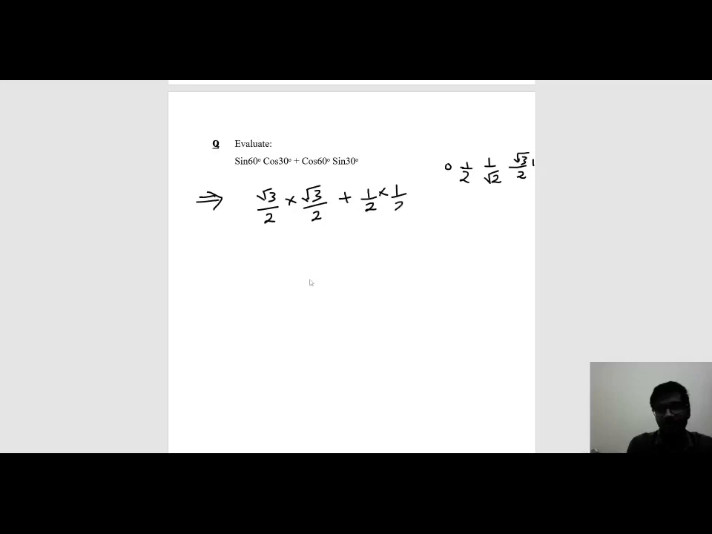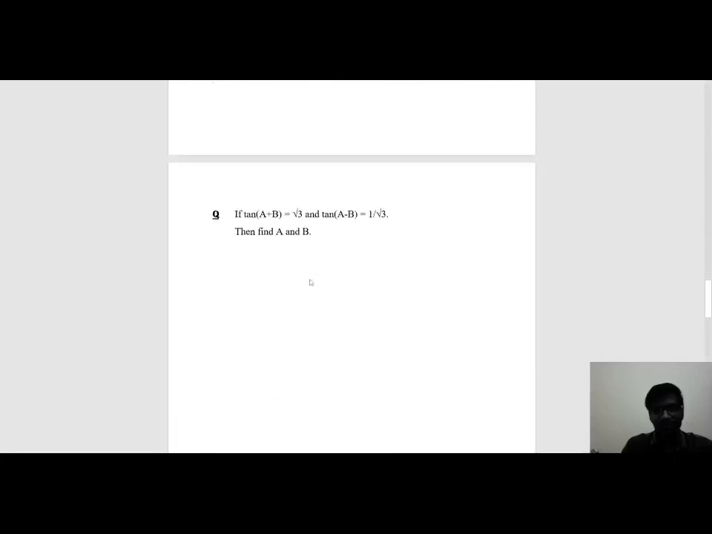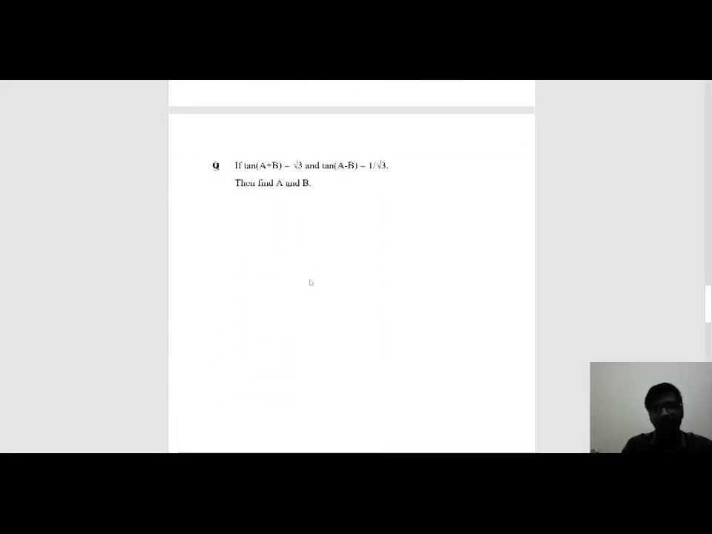And sine 30 is 1 by 2. So if you see root 3 into root 3, it will be 3. 2 into 2 will be equal to 4. Then 1 into 1 will be equal to 1. 2 into 2 will be equal to 4. 3 by 4 plus 1 by 4. What we are going to get? We'll get 1. Hence, value of this whole equation, if you solve, you will get the value 1. Right? Okay. Now coming to the next question. See, this is one of the good question from your textbook.